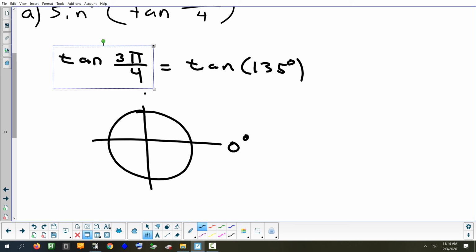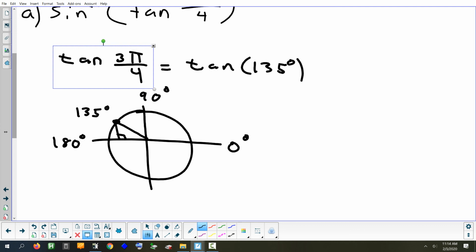This is 0. This is 90. This is 180. Where's, Caleb, what's 135? Yeah, it's exactly halfway between 180 and 90. That's 135. So what I'm going to do is make a triangle right there.